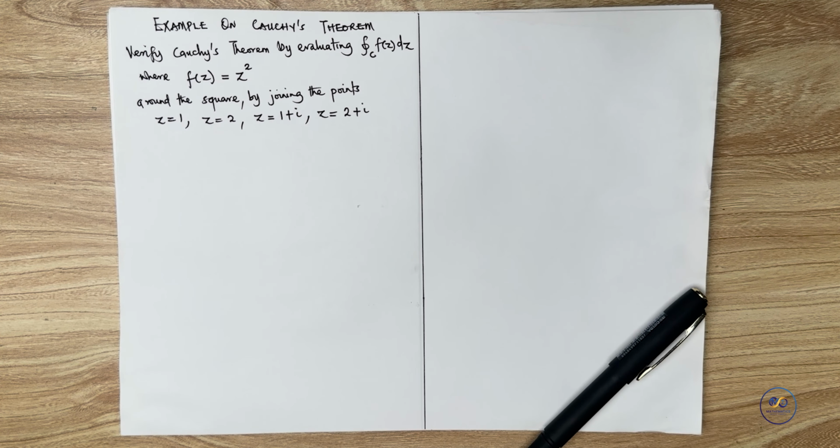In this video, we will look at an example that verifies this Cauchy integral theorem by evaluating the integral of f of z dz, where f of z is equal to z squared, around the square joining the points z equals 1, z equals 2, z equals 1 plus i, and z equals 2 plus i.